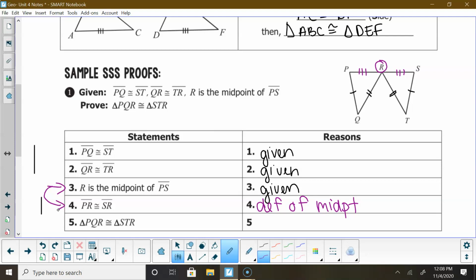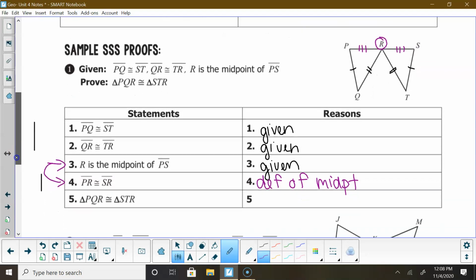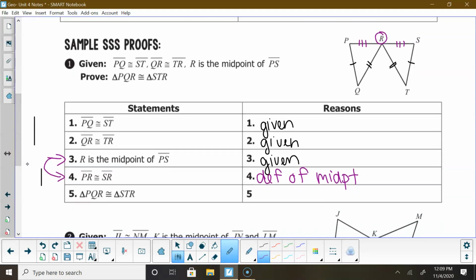Okay? Now for that final step, it says, okay, fine. How are you able to say that these two triangles are congruent? Well, what did we just find? This one's a side, this one's a side, this one's a side. You're literally just going to write in here, side, side, side.